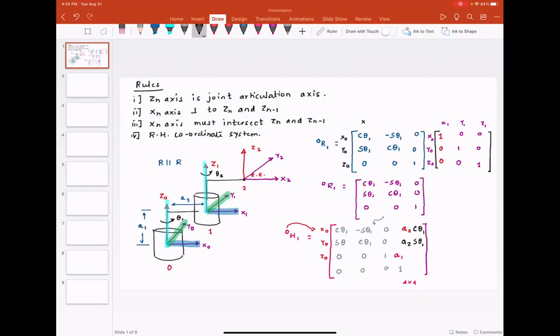Understand that this is the key part. Whenever you have a homogeneous transformation, this is the position between frame 1 and frame 0 for all values of theta, which means if theta is equal to 0, cosine theta is going to become 1 and sine theta is going to become 0. Fine.